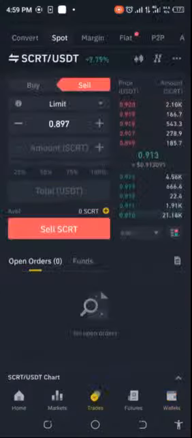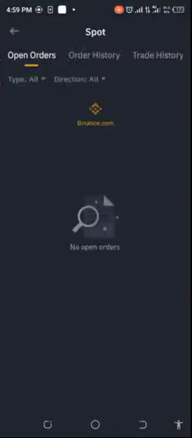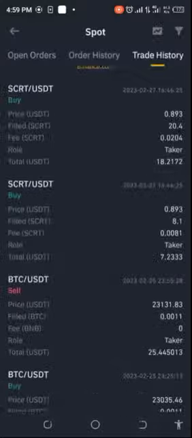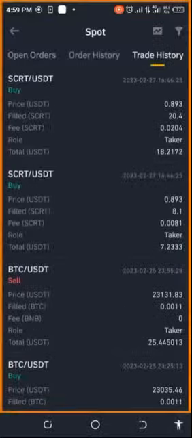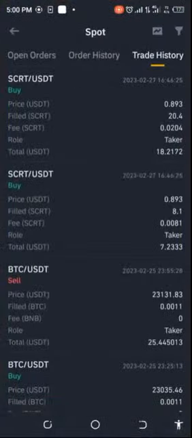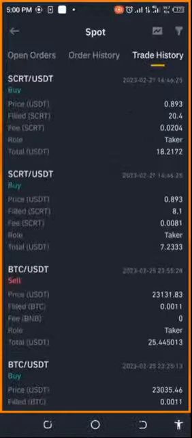Let's go back and check the trade history. Let's see. Well, okay, yes. So what we did was we spent how much? Okay, it did it in two batches, really. It did it in 8.1 and 20.4. So this is 18 plus 7 is 25, so like about 43, I guess. Is that 43 or 44? Okay, so we actually started out with 25.44.